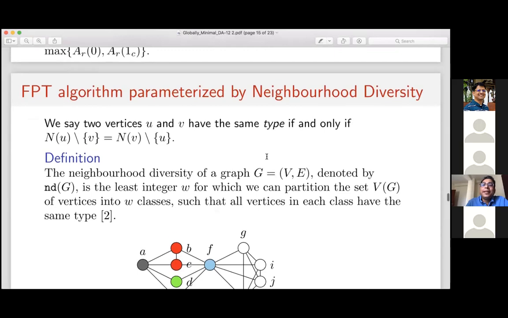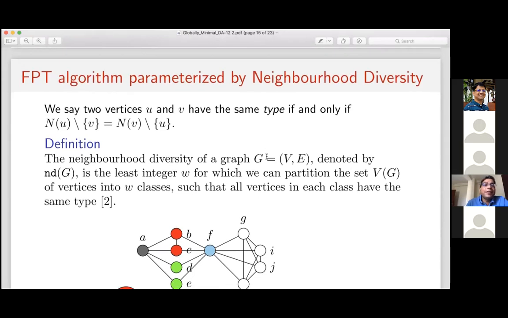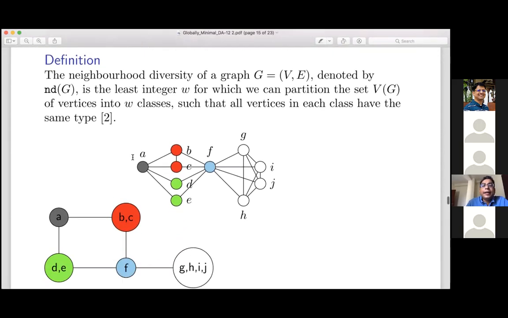Now I'll briefly tell what neighborhood diversity is. We say 2 vertices U and V are of the same type if they have the same neighbors. You can see that in this graph, these 2 vertices have the same neighbors, so they are of the same type. These 2 green vertices are of the same type because they have the same neighbors.